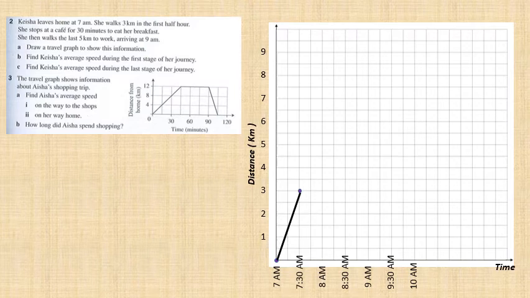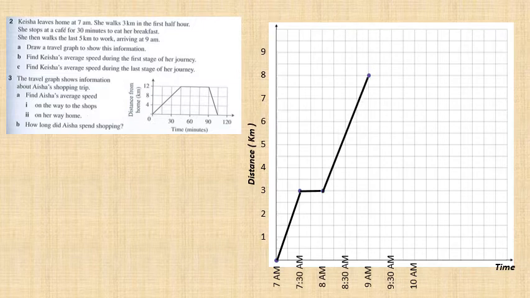After that, she stopped at a cafe for 30 minutes to eat her breakfast. So from 7:30 to 8 a.m. she stayed here to have her breakfast. And after that, she then walks the last 5 kilometers to work, arriving at 9. So at 9, I will walk 5 more kilometers. So 5 plus 3 is going to be 8. So the total distance is 8 kilometers here, and she arrives at 9 a.m. And then I will just draw a line.